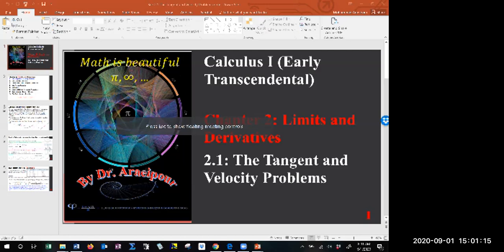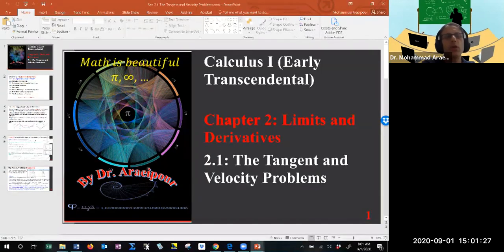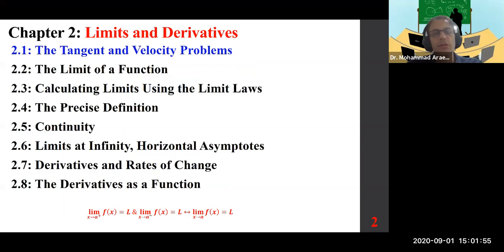Good morning, class. We are looking at section 2.1, starting with chapter 2, limits and derivatives, the tangent and velocity problem. So we are going to cover that section. We're going to go to limits of a function, calculating limits using the limit laws, the precise definition of limit, continuity, limits at infinity, derivatives and rates of change, derivatives as a function, okay? So, of course, this is a very short section.